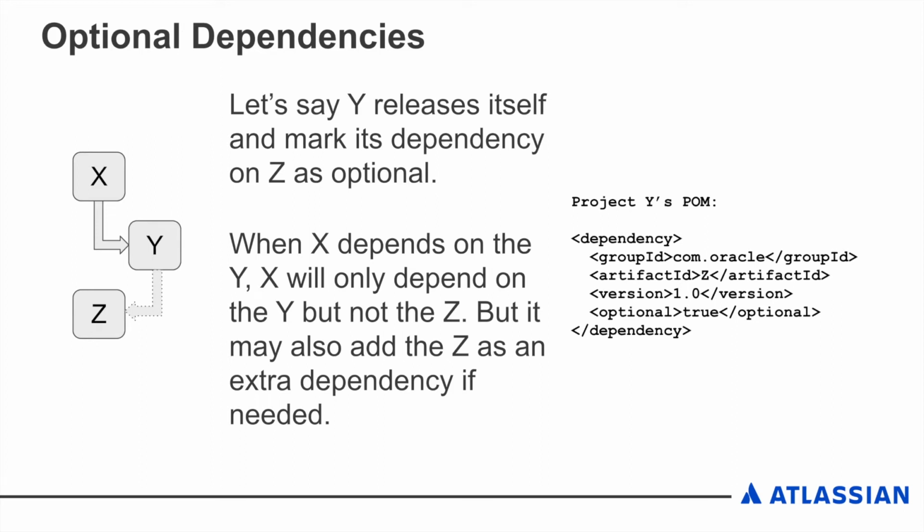So let's say that Y releases itself and marks its dependency Z as optional. This means that when X depends on Y, it will only depend on Y but not Z as a transitive dependency. So this kills the transitive dependency on Z, and X will be free of Z when it fetches Y.